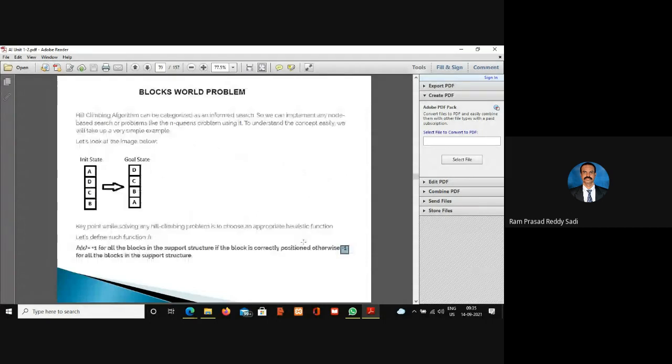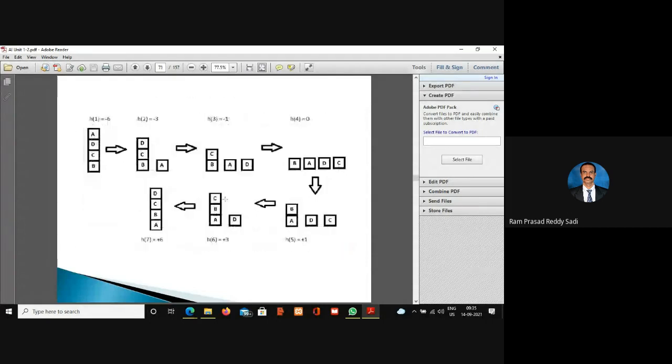According to the goal, on B we need to place C. So now C will be placed on D. Now once C is placed on this, what will be the heuristic value? A is 0, D is 0, this is plus 1 and this is plus 2. So totally 3. So the heuristic value is 3.